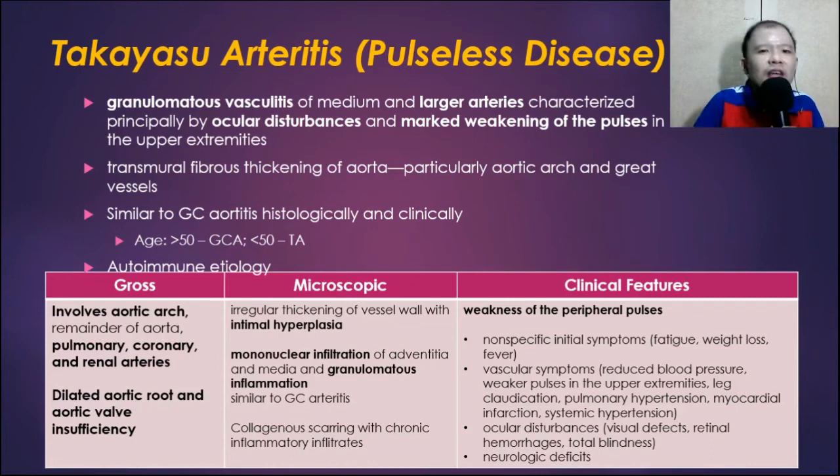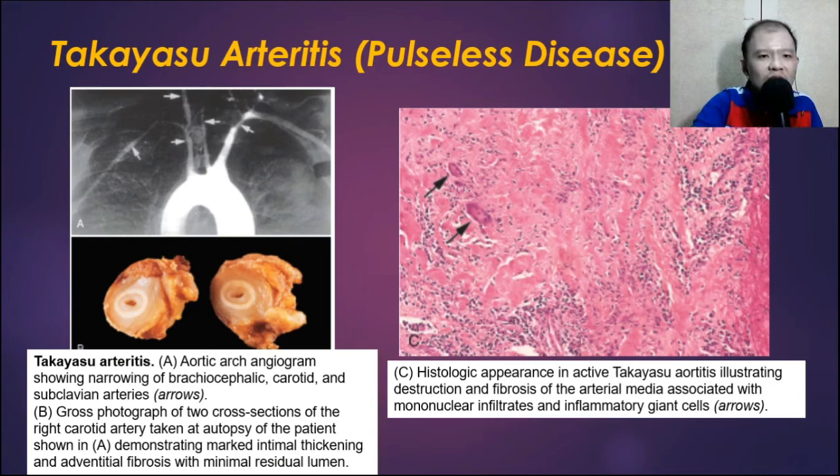Next, if you have a granulomatous vasculitis of large arteries, and you're dealing with younger patients, less than 50, and the patient presents with marked weakening of the pulses, answer immediately: Takayasu arteritis. The main feature here is weakness of the peripheral pulses, leading to the following clinical features. Autoimmune etiology, we know that it involves immune complex formation. So these are the gross and histological presentations.